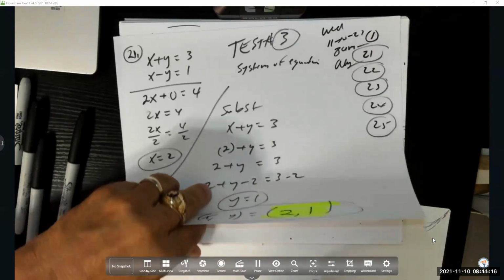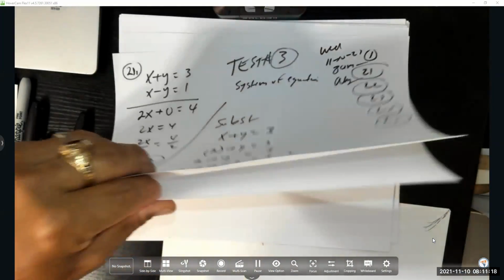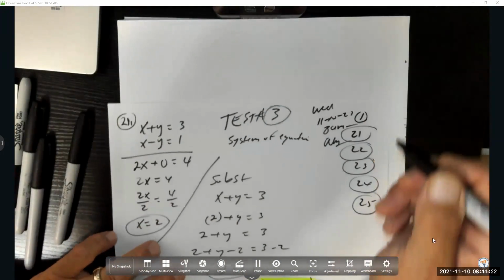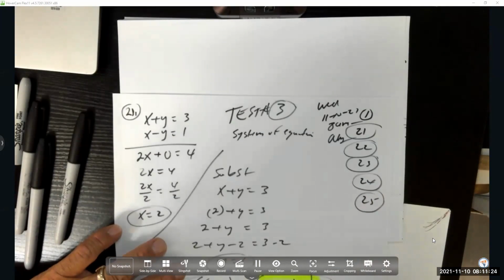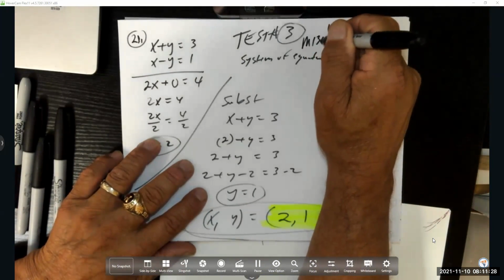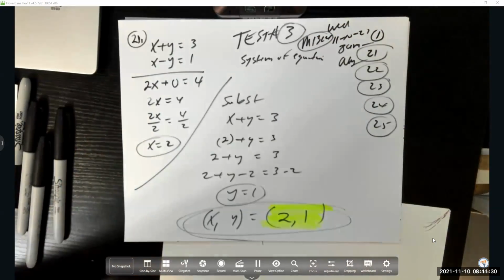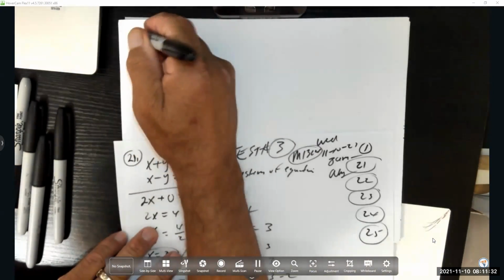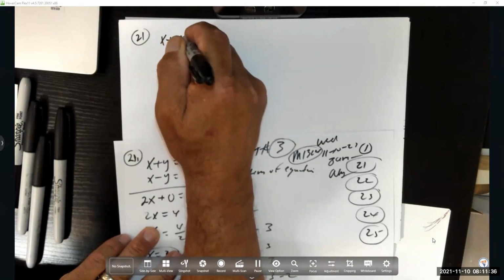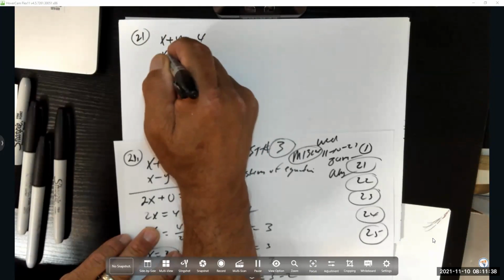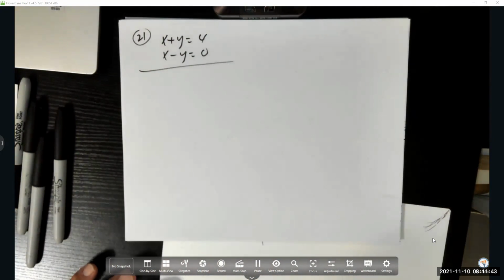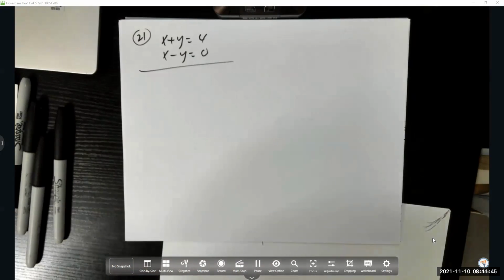All right, another one just like this one, where you're just gonna add it straight down and the answers are in front of you. So another one like this. The x plus y is 4. X minus y is 0. This one, that one's okay.